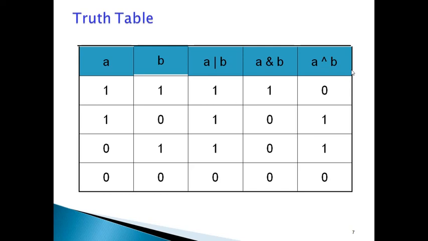While you are performing the bit level operations, it performs the operations at bit level. Now we are seeing the truth table at bit level. Each bit: if A bit equals 1 and B bit equals 1, the OR operation returns 1, the AND operation returns 1, and the exclusive OR operation returns 0. This is the truth table of the three bitwise operators.